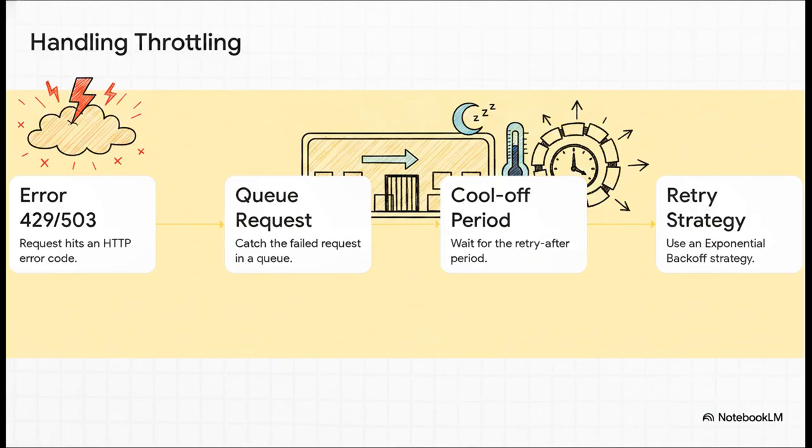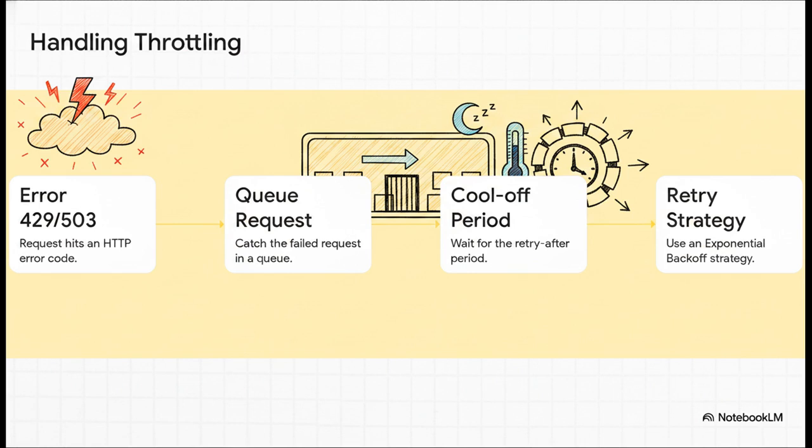So handling these throttling codes gracefully requires a very specific step-by-step strategy. First, when your request hits a 429 or a 503, do not drop the payload. Catch that failed request and push it into a local queue. Next, inspect the response. The Business Central service actually provides a specific retry after HTTP header. It literally tells you exactly how many seconds to wait. Read it and respect that cool-off period.